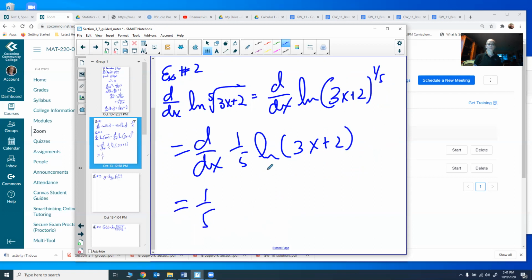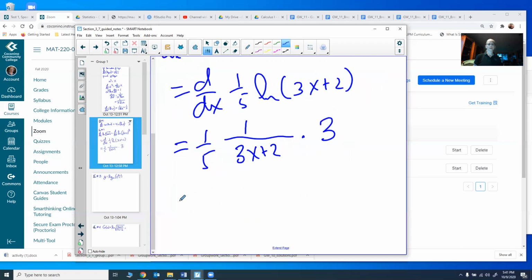So the derivative of natural log is 1 over whatever. So we've got 1 over whatever times the derivative of the whatever. And the derivative of the whatever, in this case, 3x plus 2, the derivative is 3. The whatever is 3x plus 2. So we end up with 3/5 times 1 over 3x plus 2. And that's much easier than if we'd done it the long way.